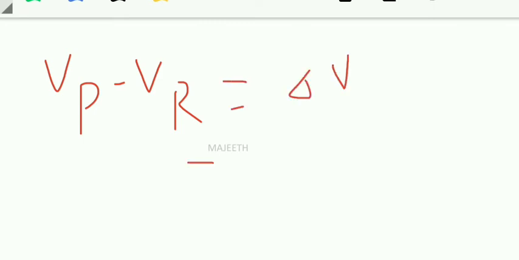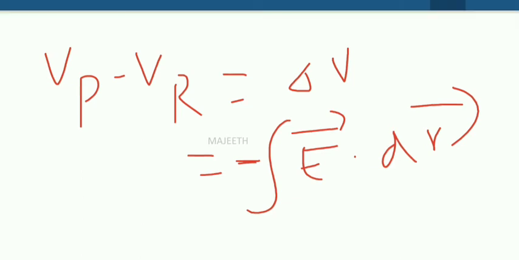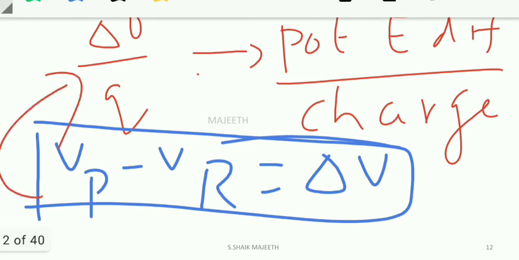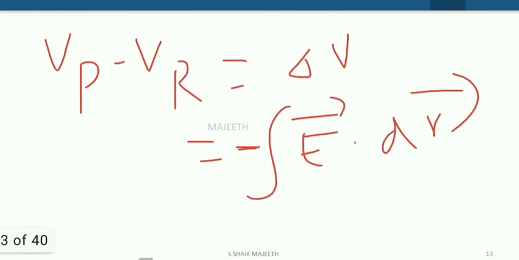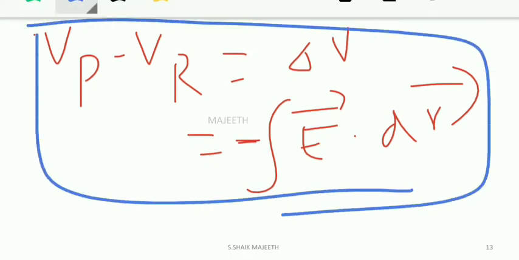That is given by minus E dot dr, right? So we know del U by Q dash is equal to del V, that is equal to Vp minus Vr. So instead of del U by Q, I substituted del V. So that is your potential difference. This is a very, very important equation. Potential difference is given by del V, that is equal to minus E dot dr, right?